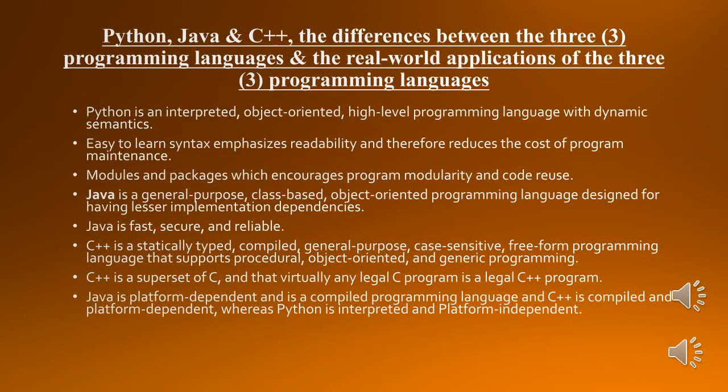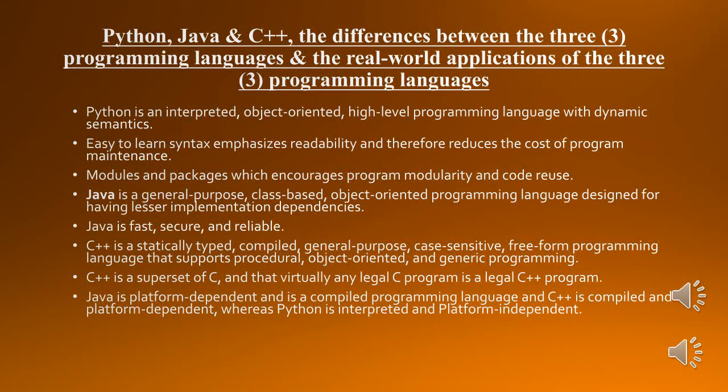And then continue with Java. Java is a general purpose class-based object-oriented programming language designed for having lesser implementation dependencies. It is a computing platform for application development. Java is fast, secure and reliable, therefore it is widely used for developing Java applications in laptops, data centers, game consoles, scientific supercomputers, cell phones, and many more.